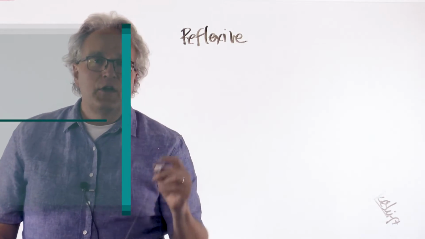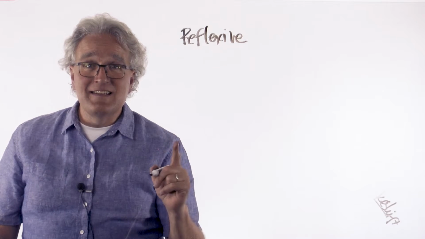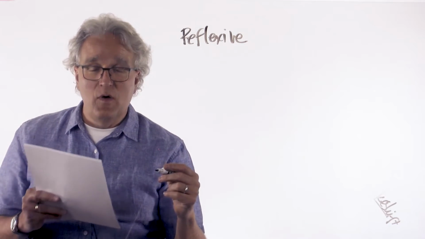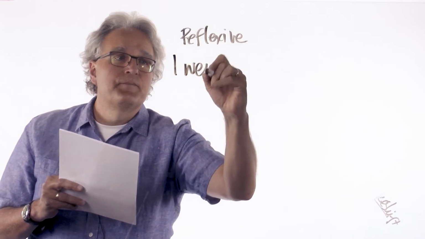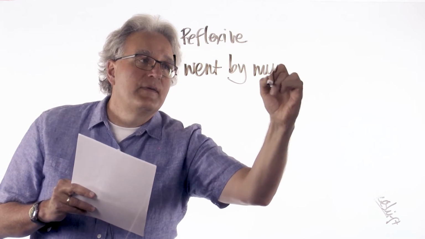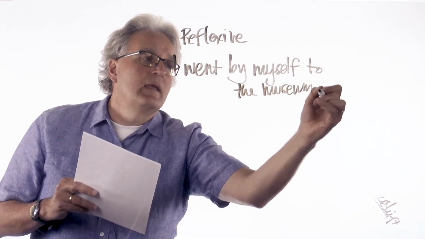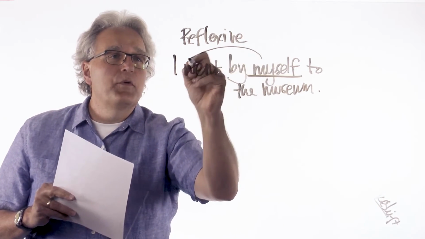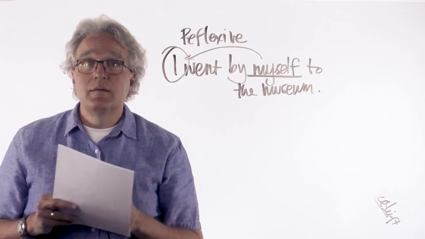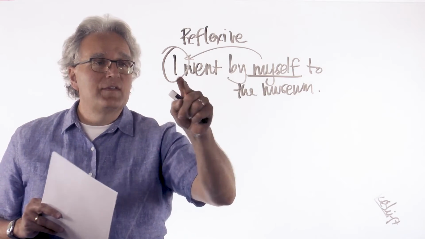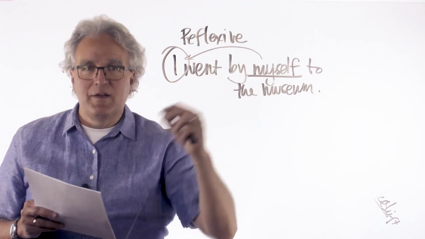Welcome back. Now we are ready to talk about reflexive and reciprocal pronouns. And the key thing to remember is that when you have a reflexive, there needs to be an antecedent in the same sentence before you get to it. So, for example, if you say, I went by myself to the museum, then we have myself here, but before the myself, we've got I mentioned. And so this works because we've got an I before we get to myself.